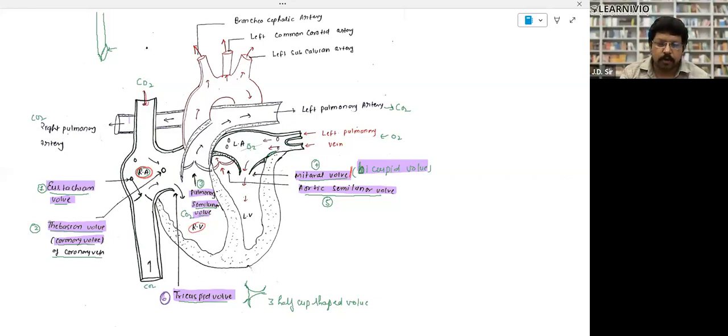Aortic semilunar valve prevents backflow of blood from aorta to ventricle.